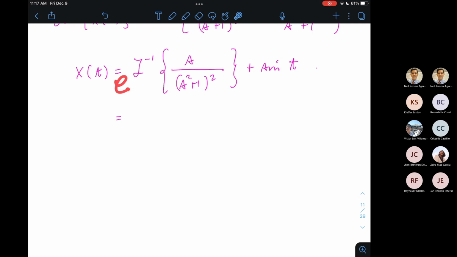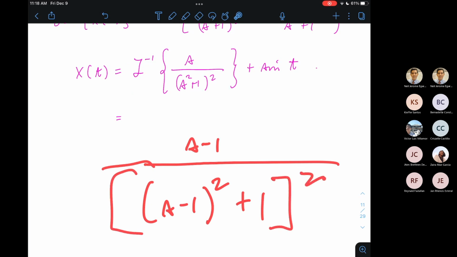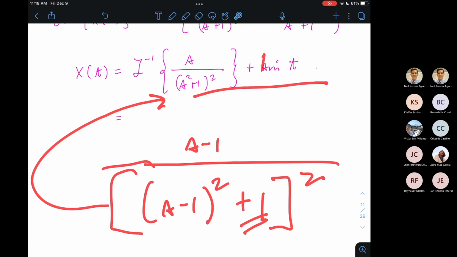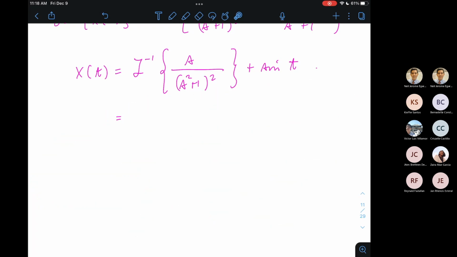Balak ko kasi mag-exponential shift ng e to the negative t. Para sana maging s minus 1 over s minus 1 squared plus 1 quantity squared. And I was hoping na maka-cancel yung 1 para mas madali yung partial fraction decomposition. Pero yun nga pala, ito ay magiging 1 over s squared minus 2s plus 1 plus 1. So magkakaroon lang ng plus 2 sa denominator.